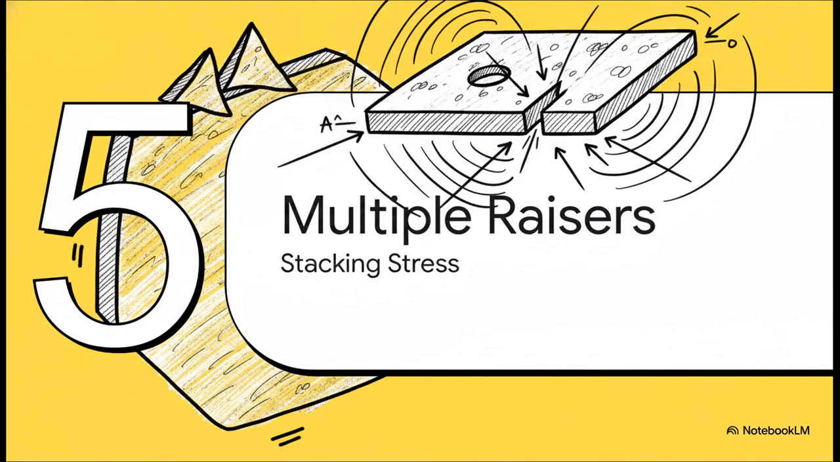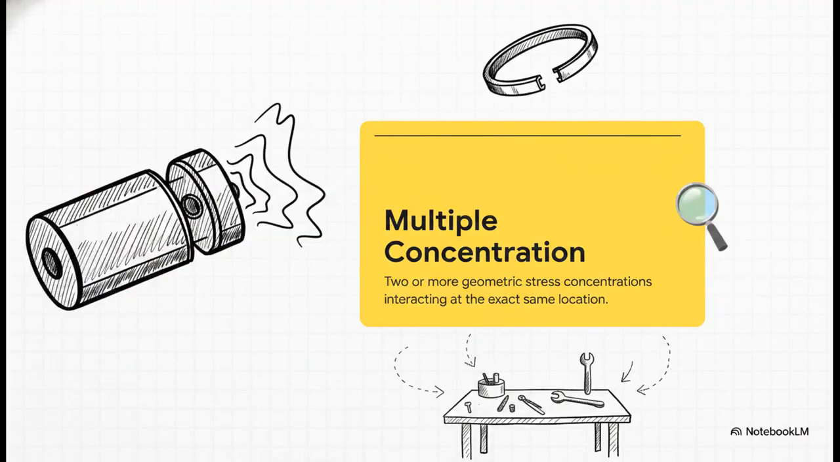Moving to part 5, multiple stress raisers. This leads perfectly into another hugely popular question online. How do you calculate stress when you have a hole and a notch at the exact same location? What happens when stress raisers just stack on top of each other? Well, this is called multiple stress concentration. It's defined as 2 or more geometric stress concentrations occurring and interacting at the exact same location.